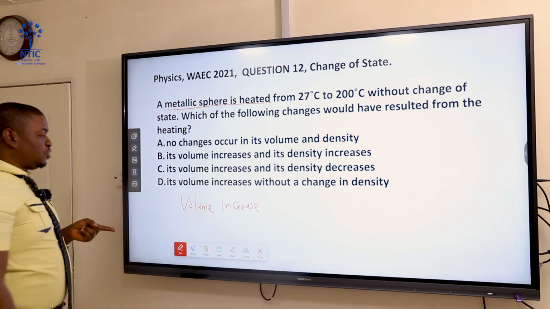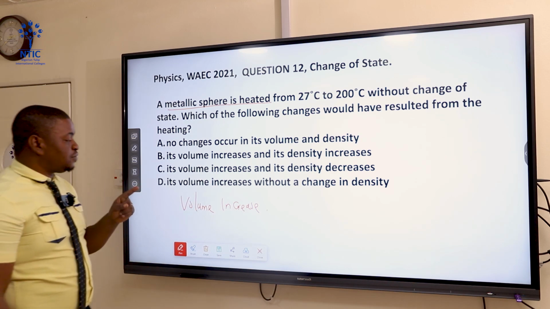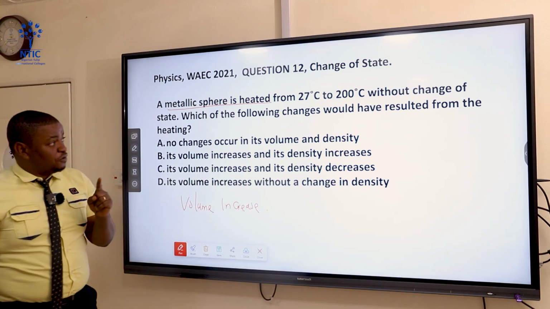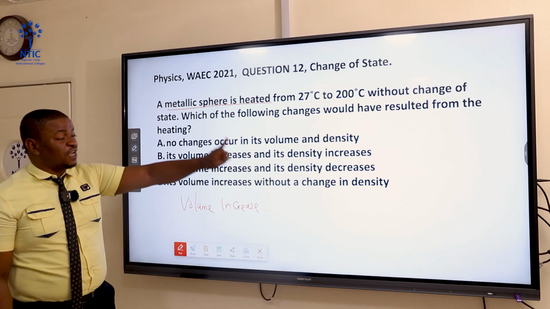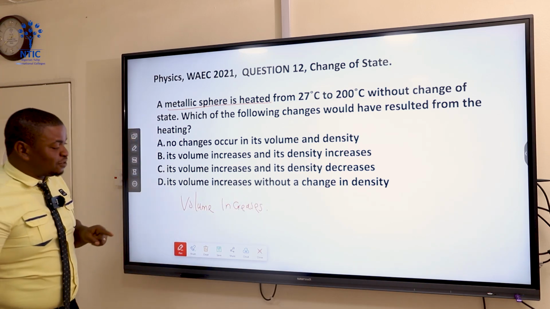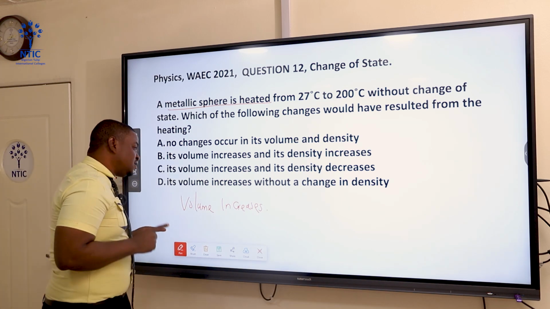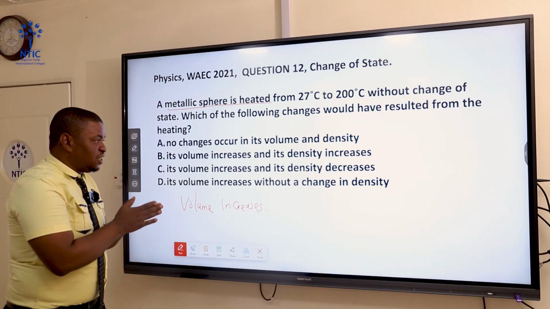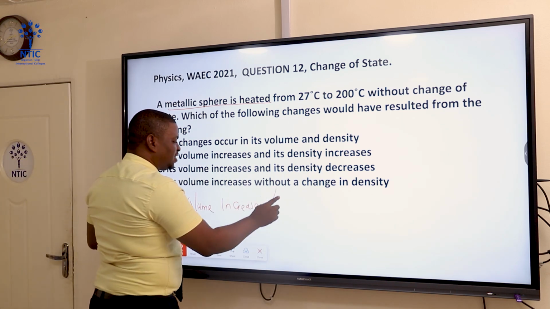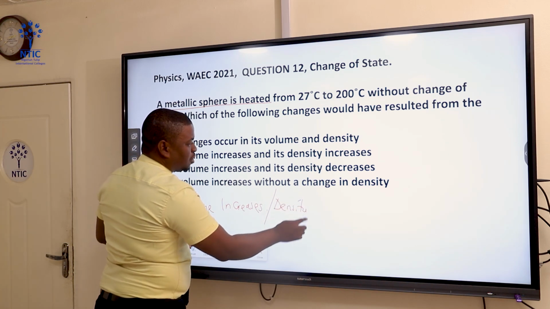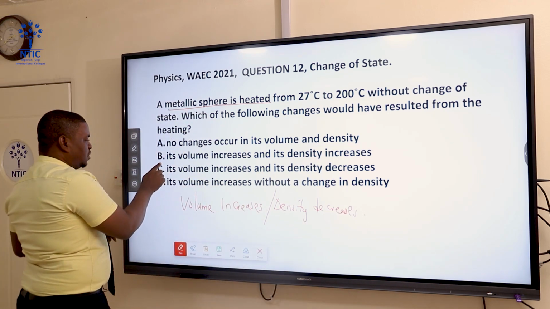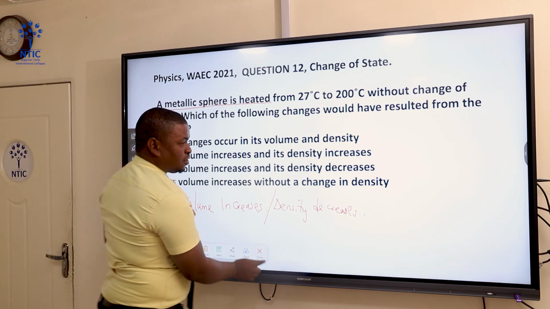So, the effect of temperature on any metallic substance: an increase in temperature will increase the volume. That means if the volume of the substance increases because the temperature increases, the density of that substance will decrease. Because if you increase the temperature of a solid, the density of that substance will what? Reduce. So volume increases and density decreases. So the right option here is C. Next.